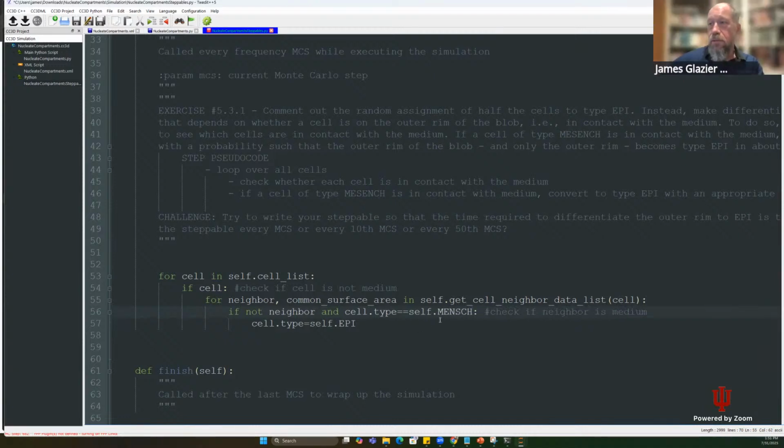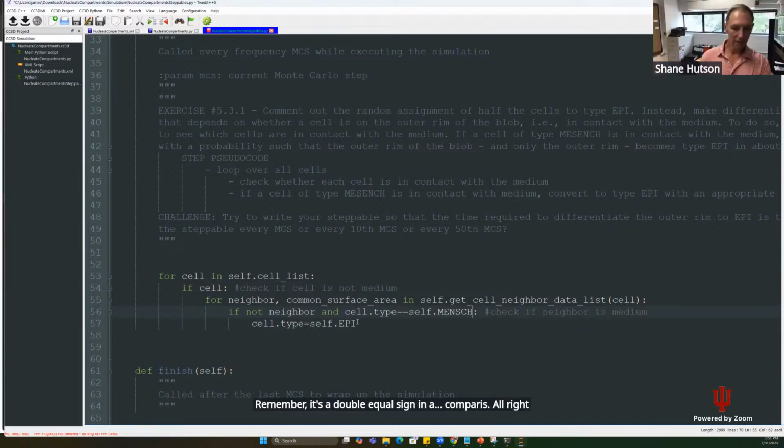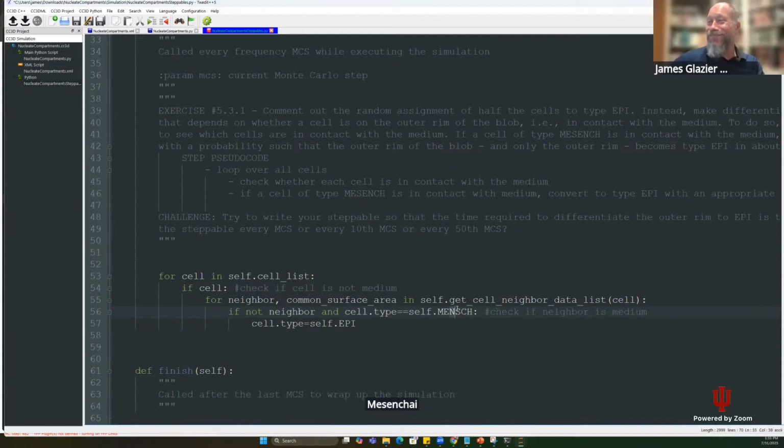Remember, it's a double equal sign in a comparison. All right. People think that that's not spelled correctly. I think it's Mezenkai, boy, MESENCH. I'm making it Yiddish.